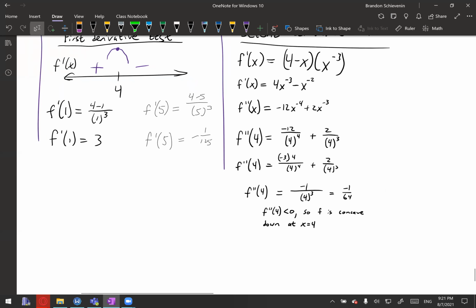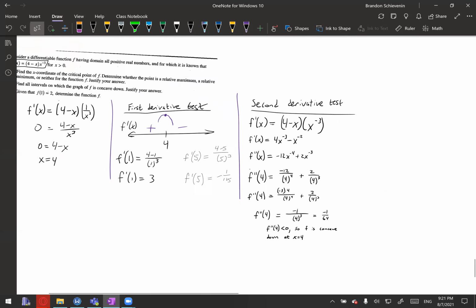So what that means is, because at x equals 4, f prime x was 0, we have a critical point where the slope is 0, and we just proved that our function is concave down at that point. So that's enough justification that f is a relative maximum. For our first derivative test, we proved that the slope was 0 at x equals 4, and that the slope changed from increasing to decreasing at that point, which is also enough proof to say that we have a relative maximum.